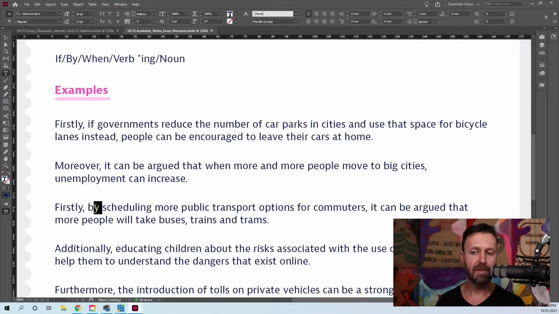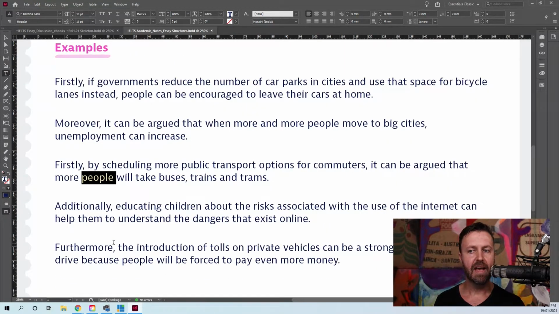We've also got the by. So by plus ing verb. So firstly, by scheduling more public transport options for commuters, it can be argued that more people will take buses, trains, and trams. Again, we've got there it can be argued that, and then we've got our noun here, which is people. So in summary, it is if, by, when, comma, noun. That's the structure.